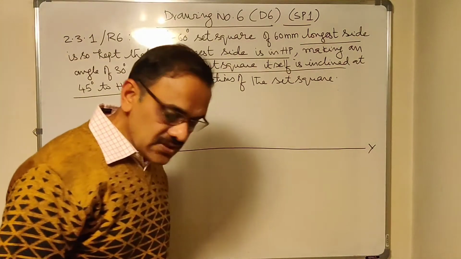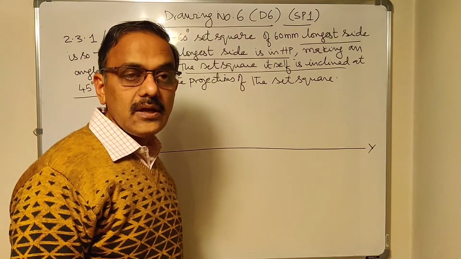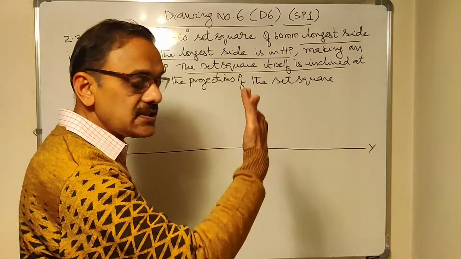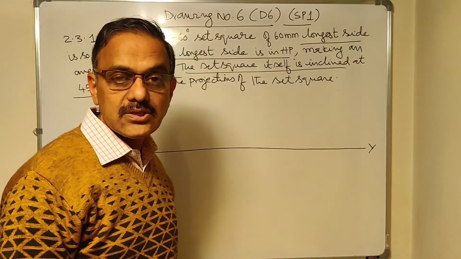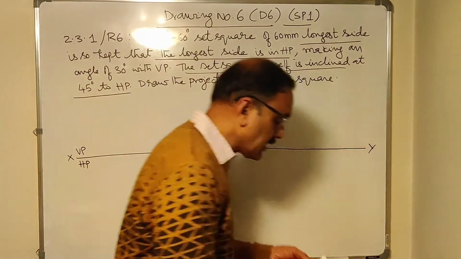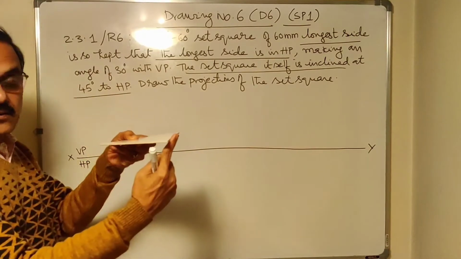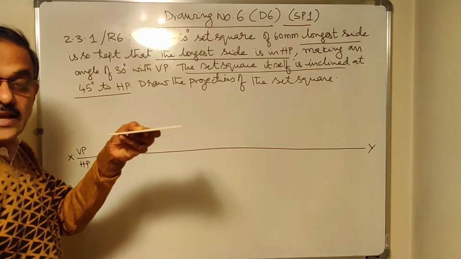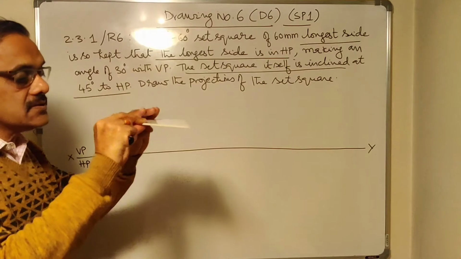Now it is decided that this problem belongs to simple position 1. What is simple position 1? You must start by taking the right side edge perpendicular to VP. Perpendicular to VP in the sense you should take it perpendicular to XY line. Let us say this is the right side edge. You are taking it perpendicular to the VP. So when you draw it on the ground, that line will come perpendicular to XY line. Is it not? It's like this.